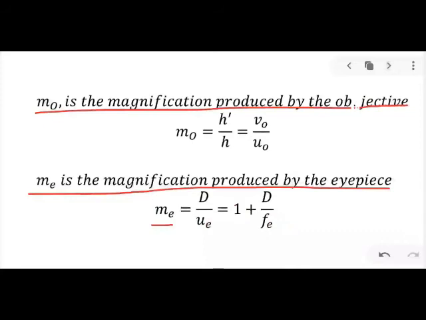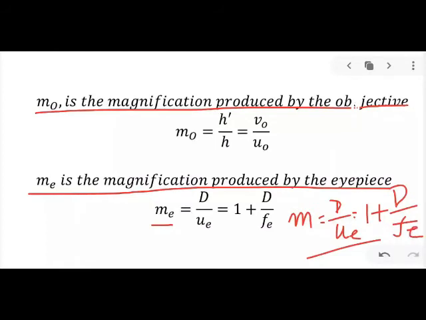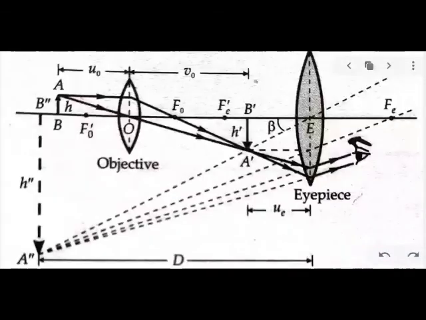Now your eyepiece acted as a simple microscope. So I can use the formula of the magnifying power by a simple microscope, which was M equals D by U equals 1 plus D by F. So using this formula, I can write D by UE as 1 plus D by FE. So I've written the magnification produced by the eyepiece. Fine.